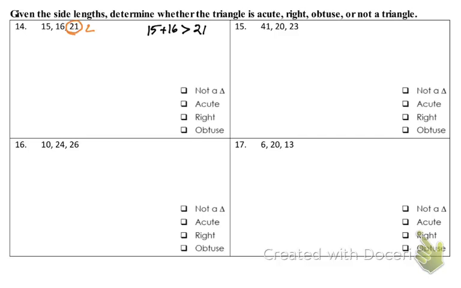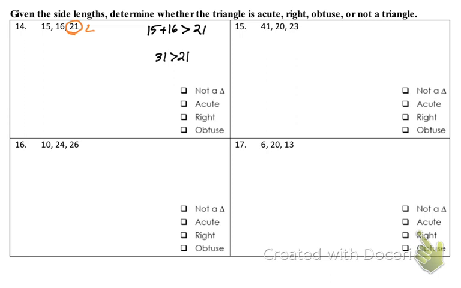So the two smaller sides have to be bigger, strictly bigger. Can't be equal to, have to be bigger in order for it to be a triangle. So if we do that math, we would have 31 is bigger than 21. If that's a true statement, it's a triangle, or it could be a triangle. If it's false, we'd say not a triangle.